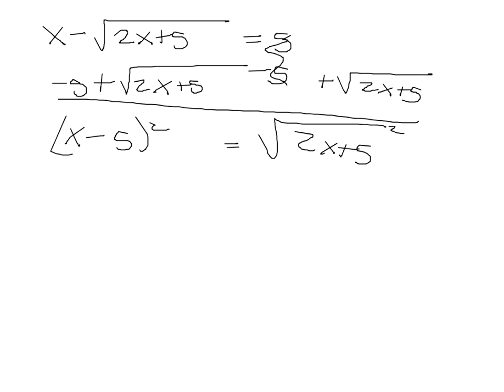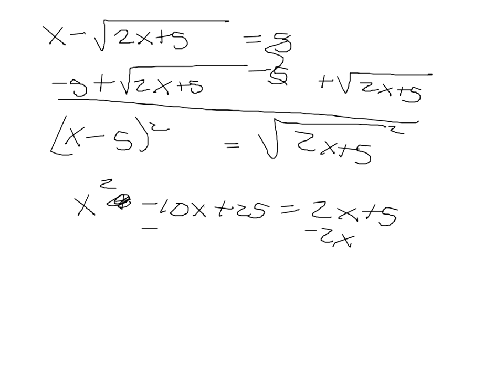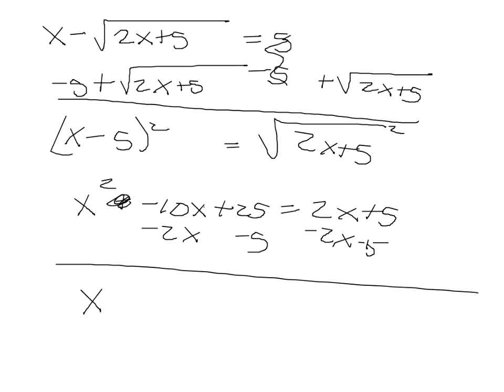Now this looks a lot like the problem we just did. We square both sides. And you can, off to the side, expand. All right, now we subtract 2x from both sides. And subtract 5 from both sides. I get x squared minus 12x plus 20.